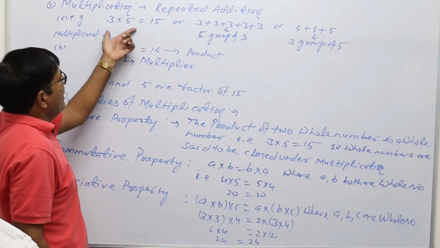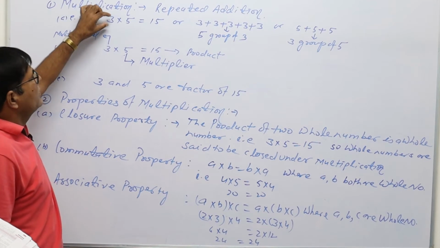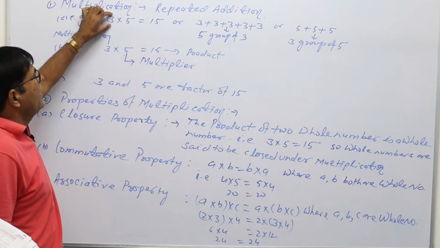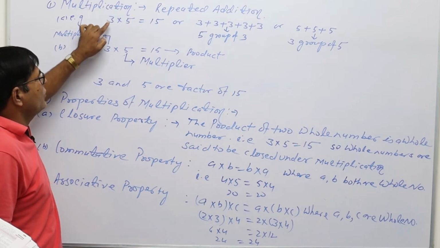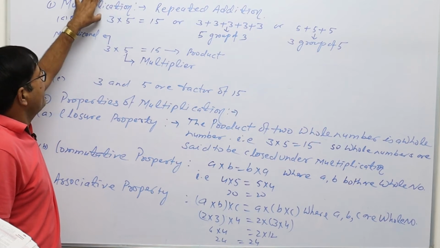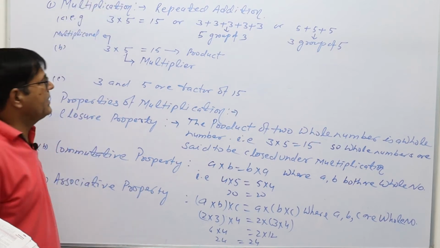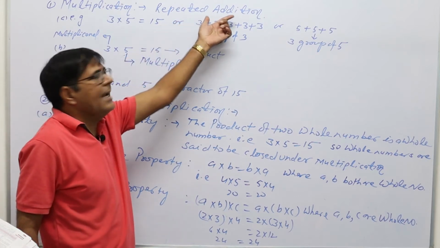So 3 multiply 5 means we have to speak out the table of 3 five times, or the table of 5 three times. So 3 into 5 is 15. But what is the basic meaning of multiplication? Multiplication is repeated addition.